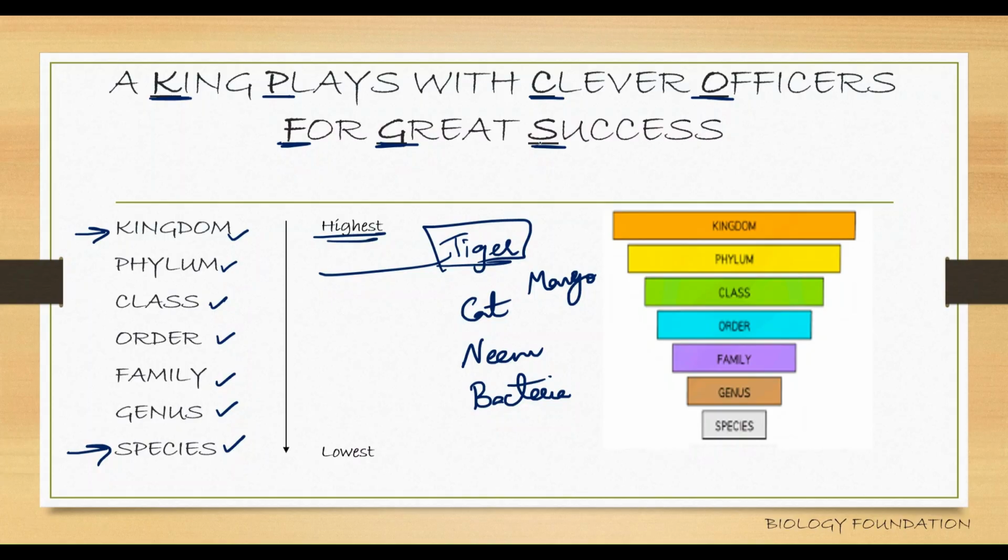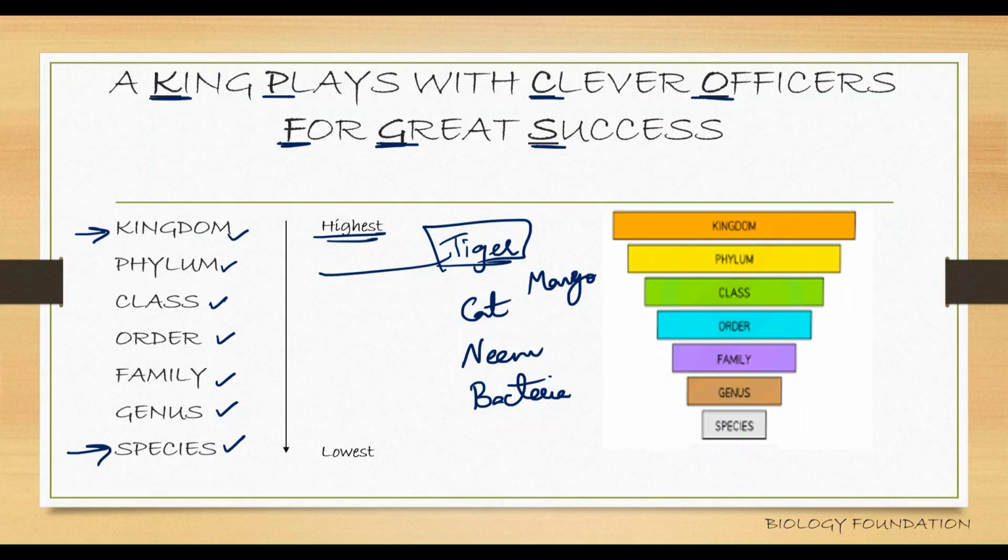So basically, in the hierarchical system of classification, living organisms are classified based on similarities in their internal structure, external structure, and their developmental history. That means the way they were born. Based on that, the living organisms are classified.